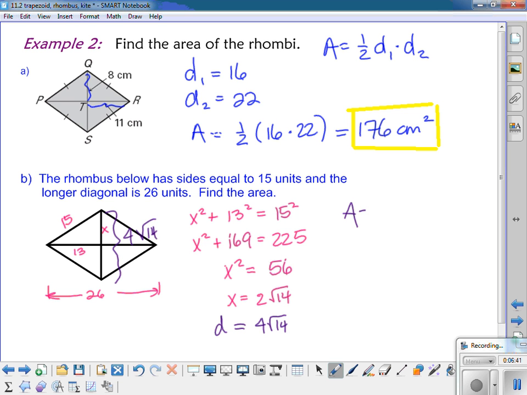So the area is going to be diagonal 1 times diagonal 2, so 4 root 14 times 26 divided by 2. And so that ends up coming out to 52 root 14 units squared, or square units.